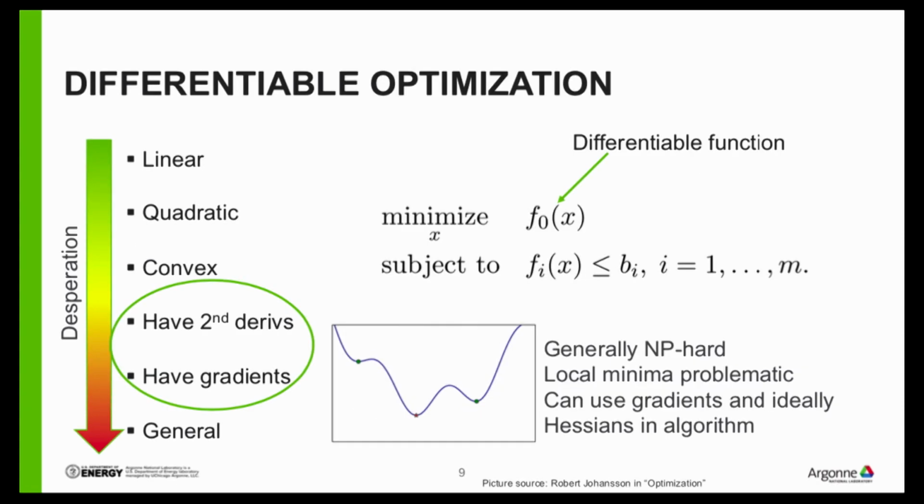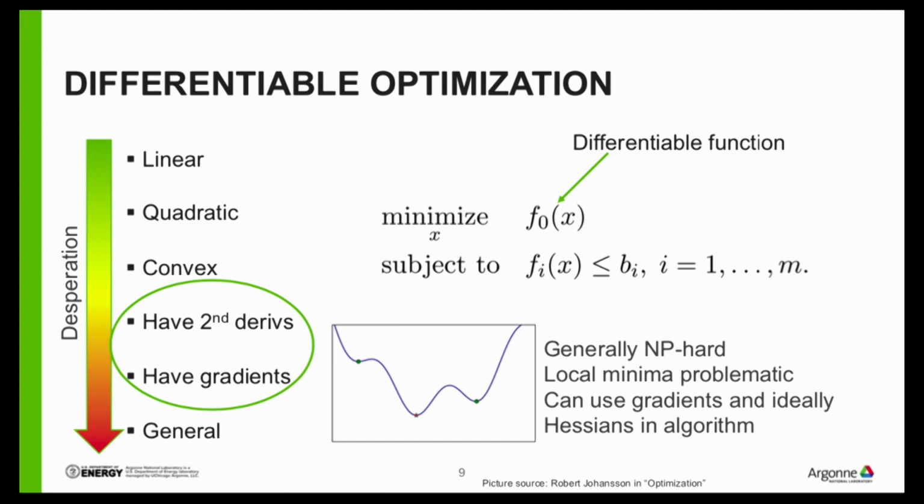Okay, so here I drew an example of a non-convex function. So we have multiple local minima. But in this category, let's say it's at least differentiable. So we're assuming we have a differentiable objective function. In general, these problems are NP hard.